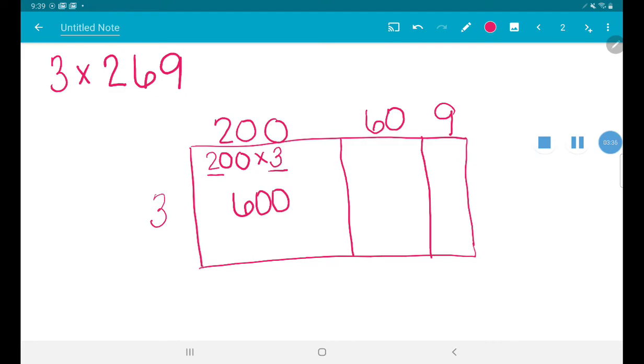Okay. How are we going to find the area of the second section? Times. Okay, what are we going to times, Alexis? 60 times 3. 6 times 3 is 18. And we have 1 zero. So my answer is going to be 180.